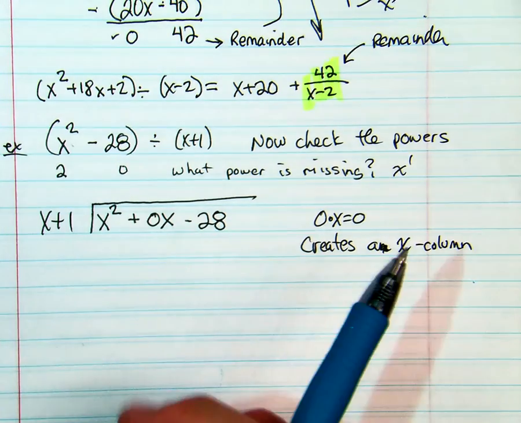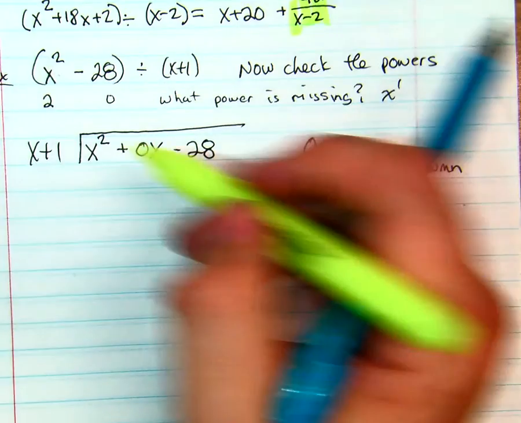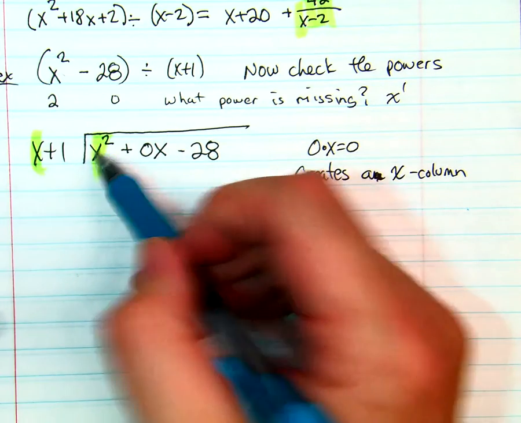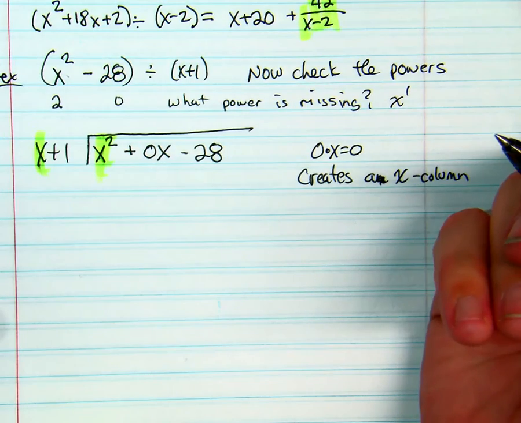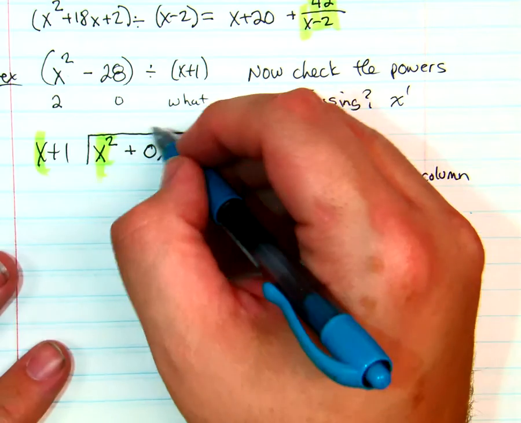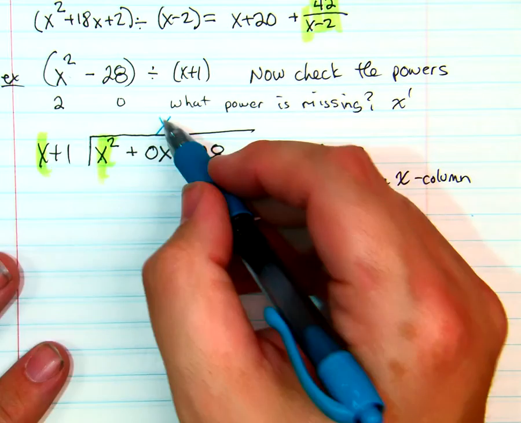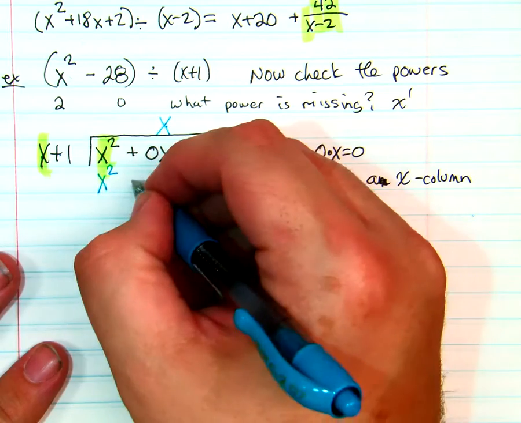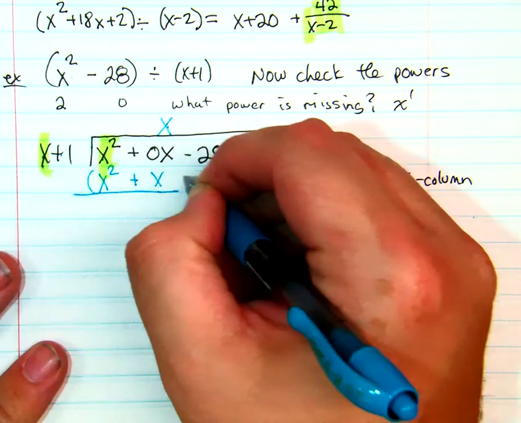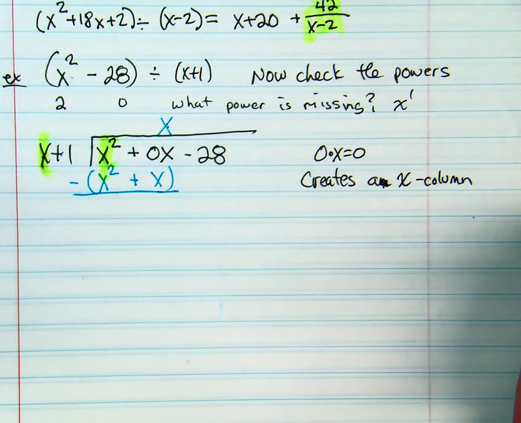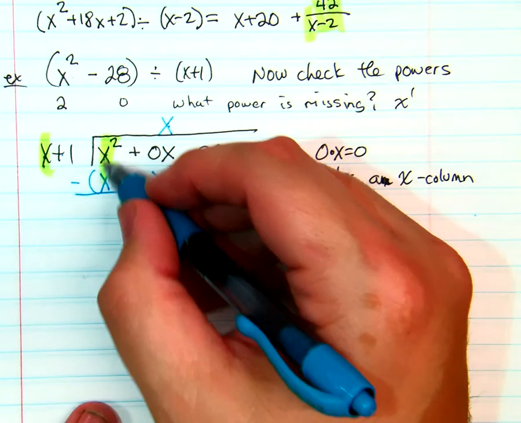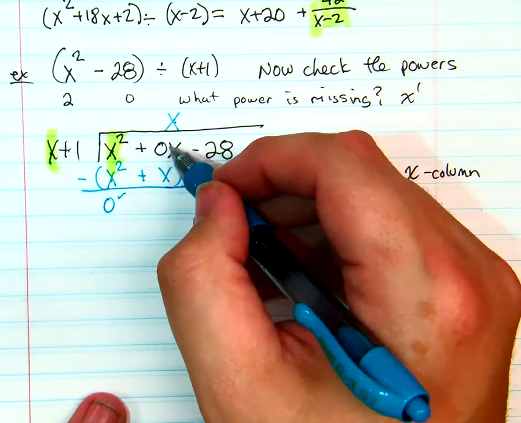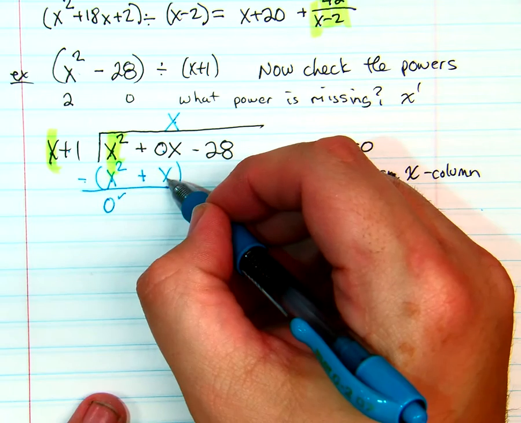And remember, we key off of x and x squared. What times x equals x squared? X. Well, if I didn't have an x column, there would be no place to put it. So now I do have an x column. There it is. What's x times x? X squared. What's x times 1? X. X squared minus x squared is 0. That's what we wanted, right? All right, now we have 0 minus an x. It's a negative x.